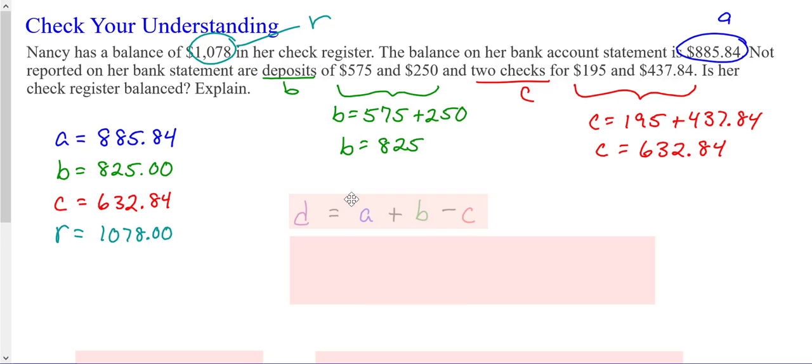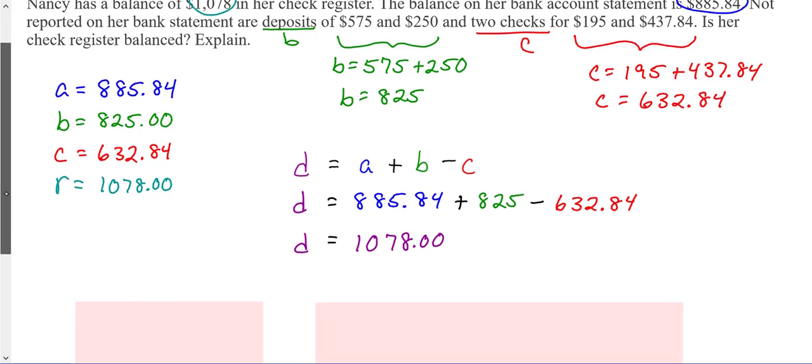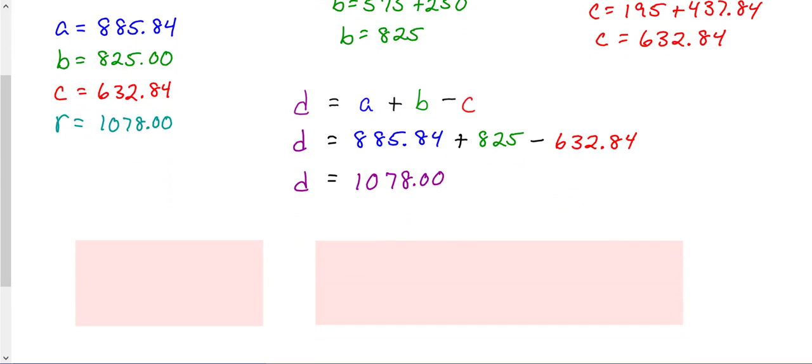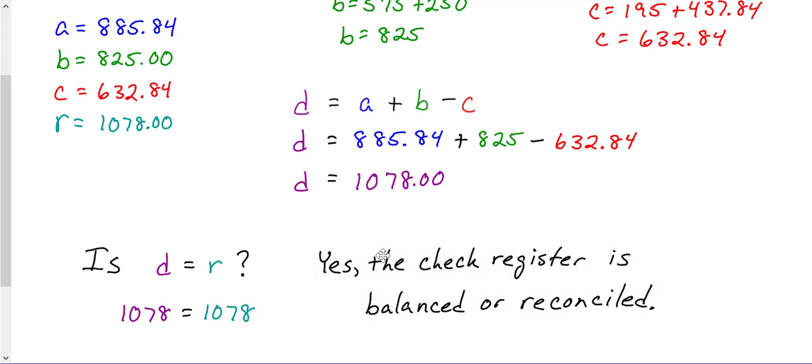Now, remember our equation we used in the second example was D equals A plus B minus C. Now that we know our values, we simply plug them in and we find out that D is equal to $1,078. And our last step is to determine, is D equal to R? Well, D is 1078, R is 1078, so yes, the check register is balanced or reconciled.